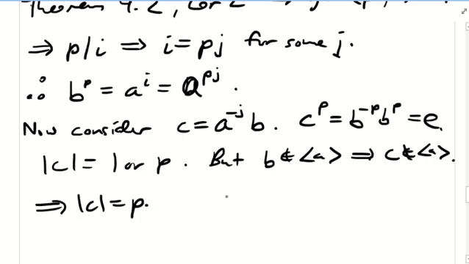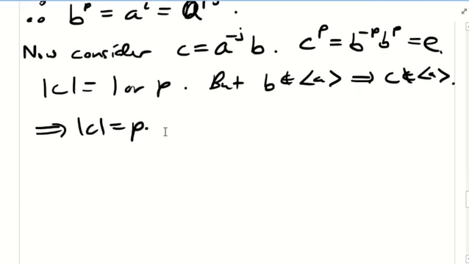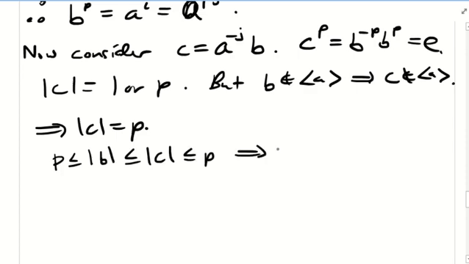Now the order of B is at least P, because it's not the identity, but it has to be smaller than or equal to P, since it's minimal, right? So P is less than or equal to the order of B, which is less than or equal to the order of C, which is less than or equal to P. So that means the order of B is P.